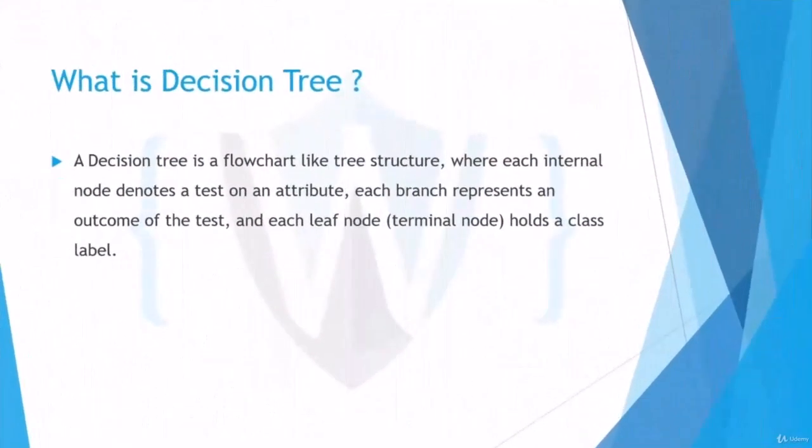As you can see, a decision tree is a flowchart-like tree structure where each internal node denotes a test on an attribute. Each branch represents an outcome of the test and each leaf node holds a class label. As you are all familiar with a flowchart, which consists of a root node and several internal nodes, and at the last level there are leaf nodes, and all of these nodes are connected with branches.